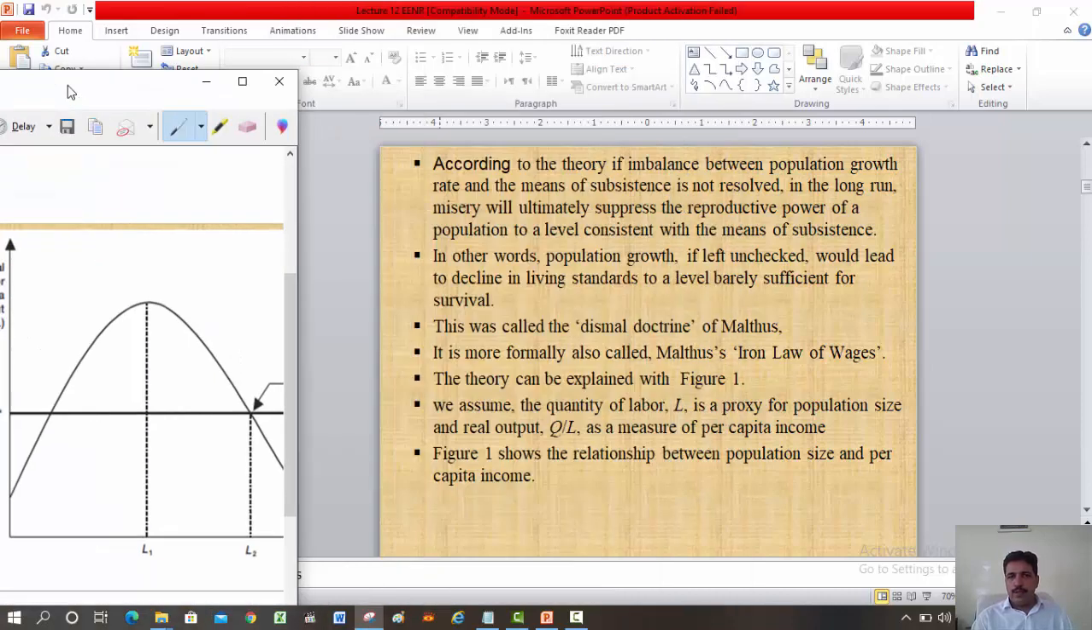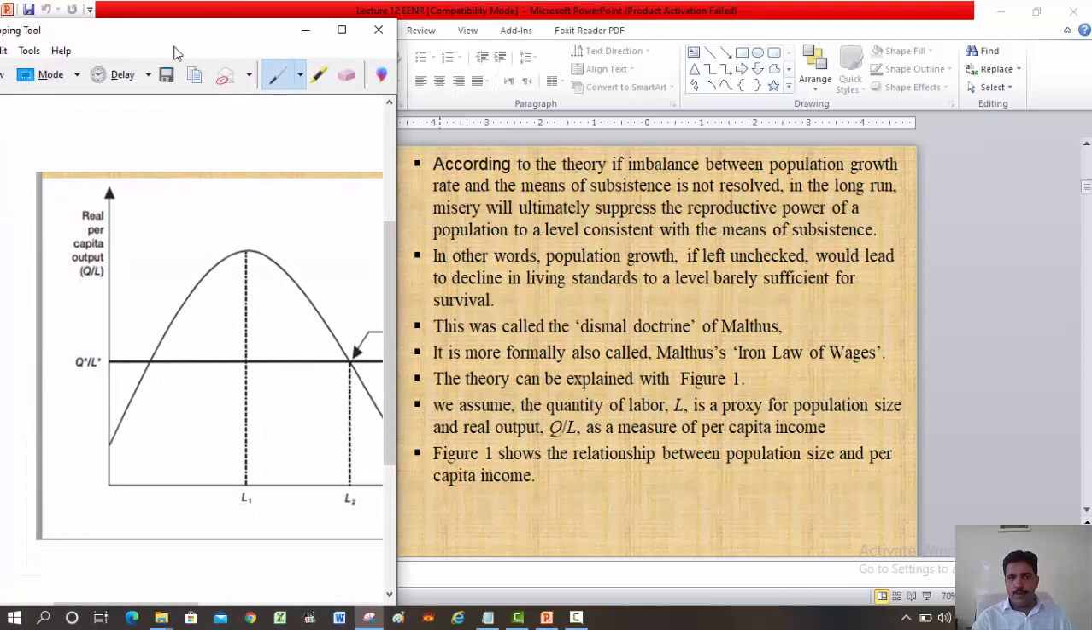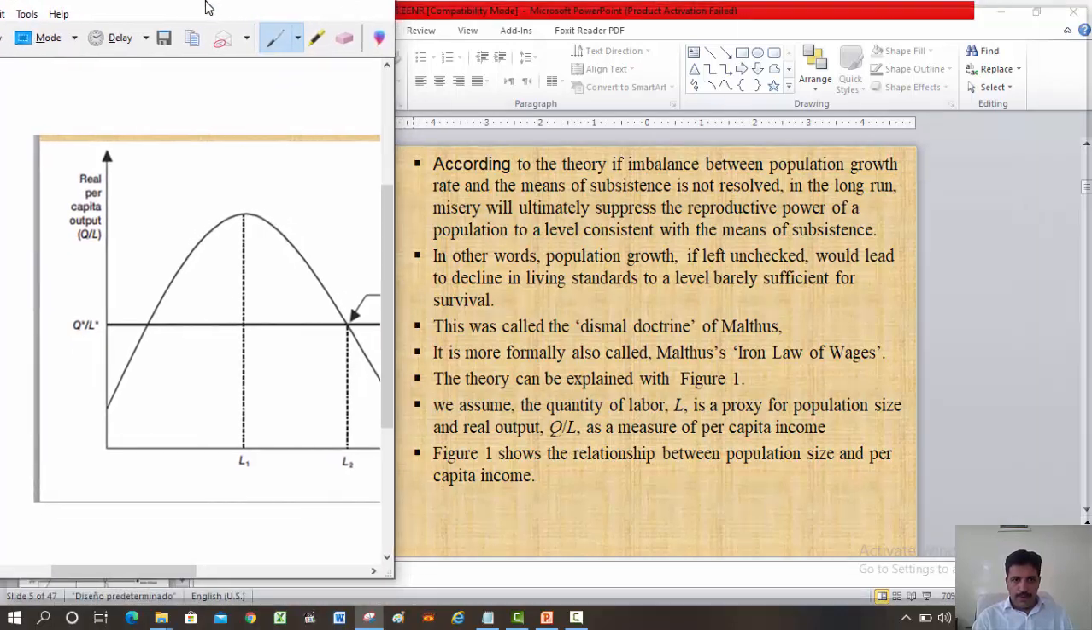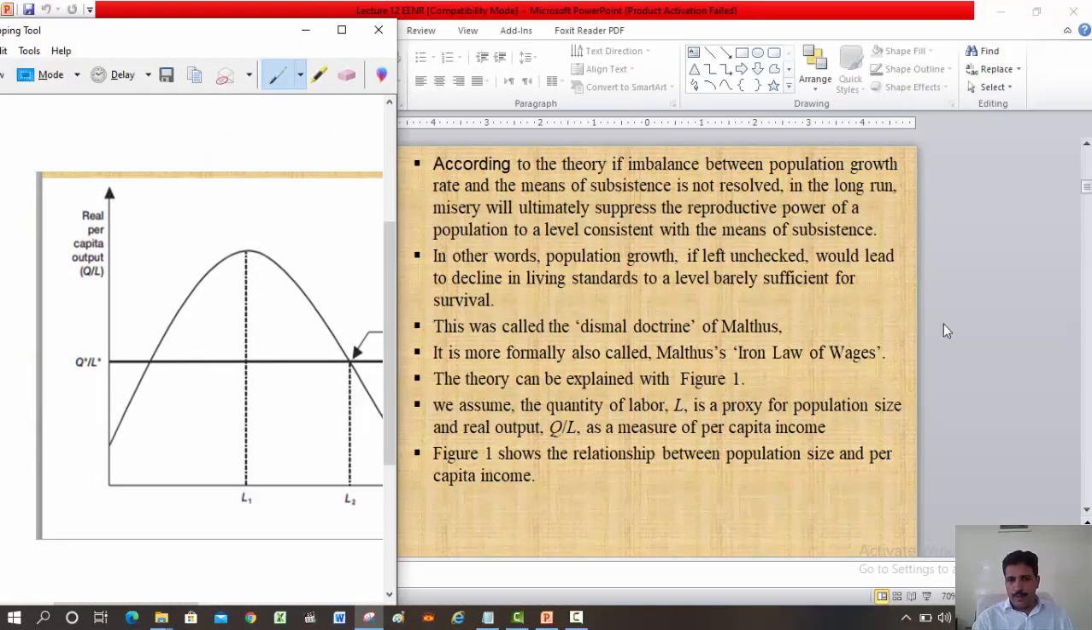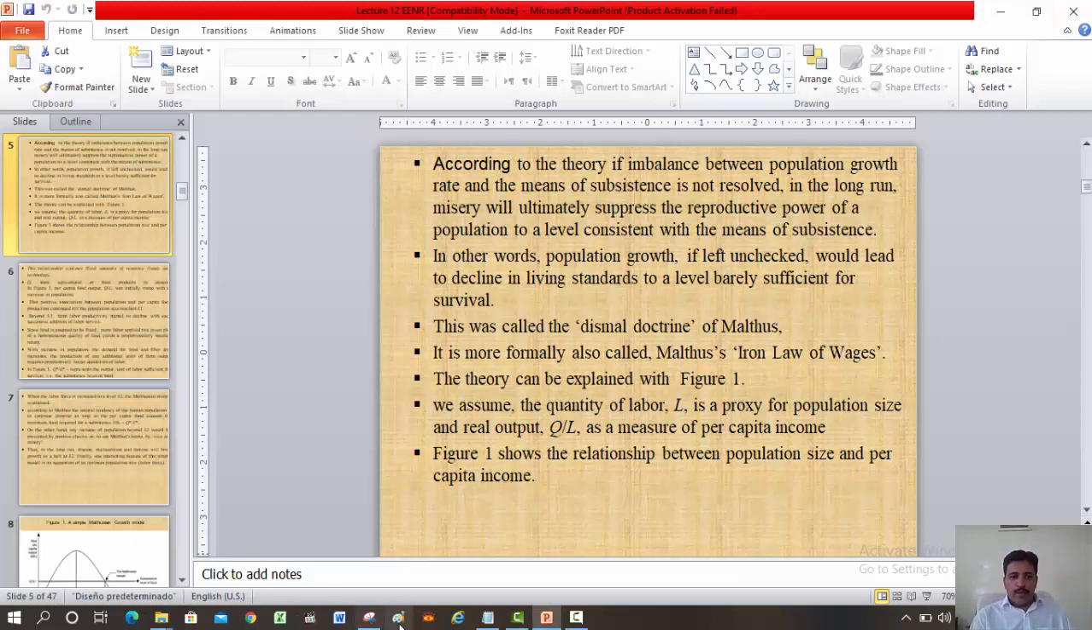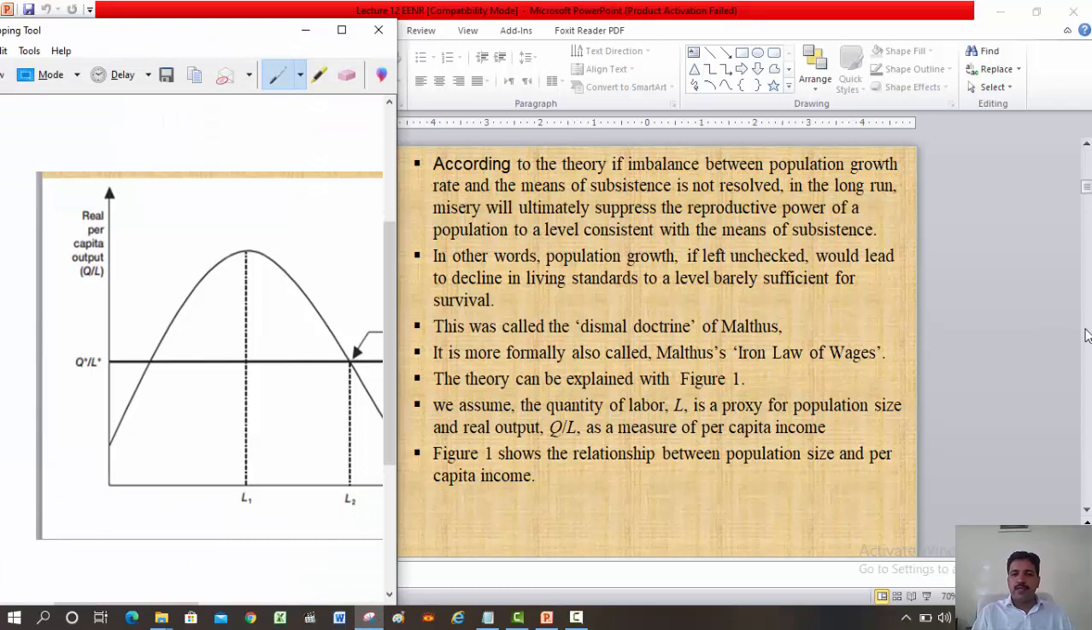So this can be explained with the help of this figure. I was talking about the Malthus theory, that we can explain it with the help of this figure. In this figure, we assume that the quantity of labor is a proxy for the population size, while the real output Q by L is a measure of per capita income. Figure 1 shows the relationship between the real per capita output and the population size.